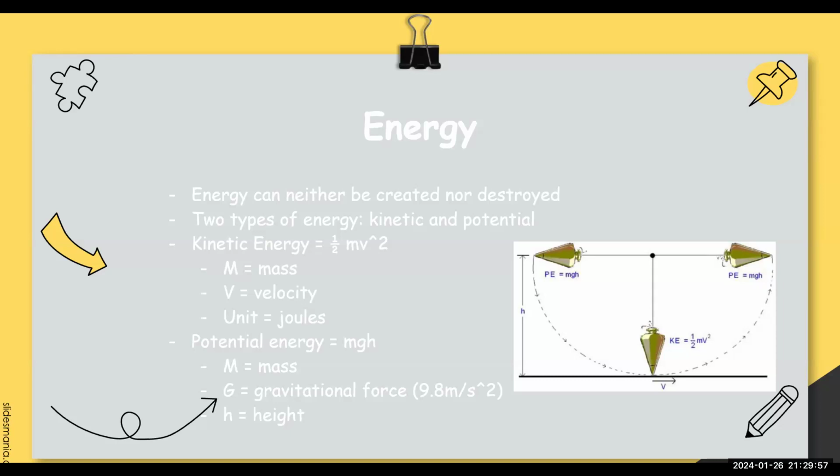And then potential energy would be mgh, where m is equal to mass, g is equal to gravitational force, and h is equal to height. As you can see on the diagram, we have the potential energy, which is mgh at the top, and then we have the kinetic energy as the object is going through the motion. That's the max kinetic energy at the middle, so that's 1/2 mv squared.